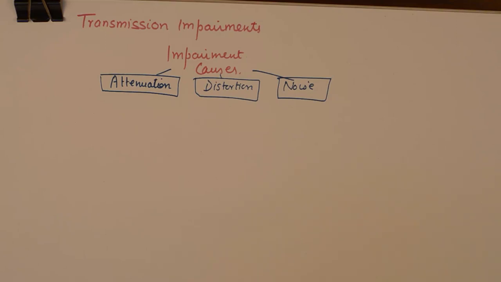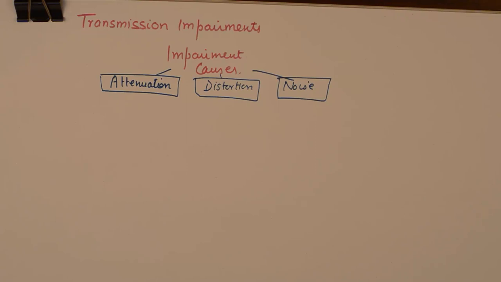Now first of all we need to understand what is transmission impairment. Transmission impairments are all the degradation that occurs during the transmission of a signal from source to the destination. For example, if we send a signal from one radio station to the public, it might just get degraded. I'm using the term degraded to put everything in one word.